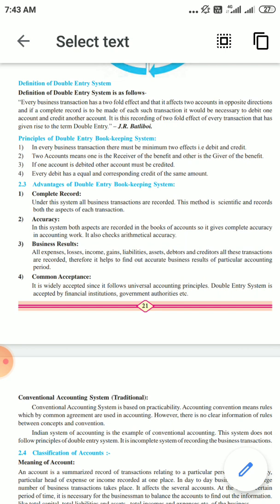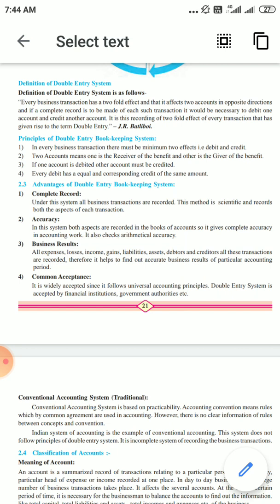Next is business result. Now when you maintain the double entry system of accounting, all the expenses, losses, income, gains, liabilities, assets, debtors, creditors, in all these transactions are recorded. This will help you to find the exact result, कि हमारे creditors कितने हैं, हमारे expenses कितने आए, हमारा income कितना है, हमारे loss कितना हुआ. So for a particular accounting year this information is very important to take further decisions. That's why the double entry system of accounting is a very proper method of maintaining accounts.